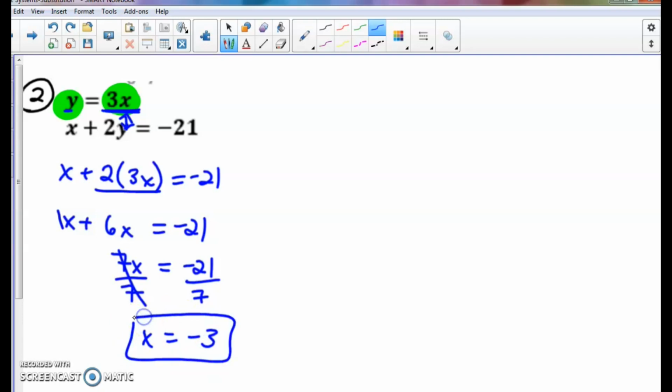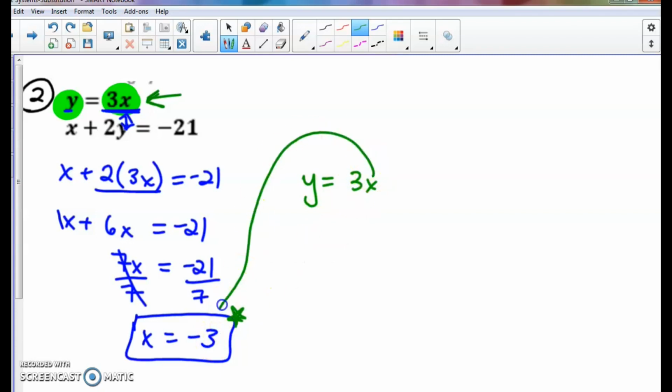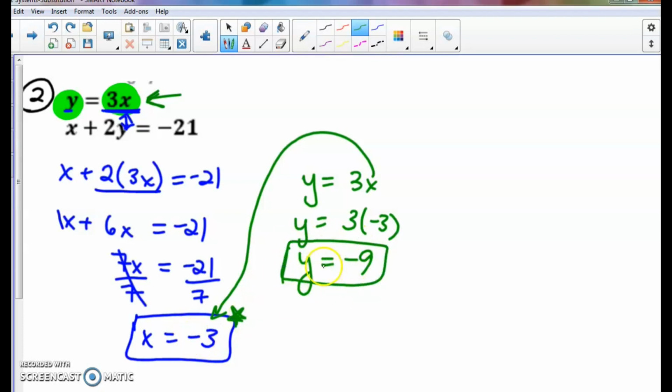We have our x value. Now we have to look at step 4 this time and substitute this value for x into an original equation to solve for y. So if you look, I'm going to grab this first one because it's easier because y is already by itself. So I'm going to say y equals 3x, and this time I know that x can be my negative 3. So y equals 3 times x is going to be 3 times negative 3. 3 times negative 3 is negative 9. So I have x equals negative 3, y equals negative 9.